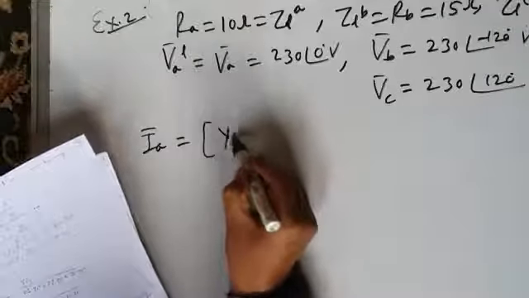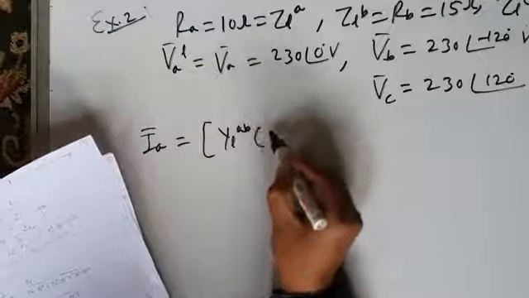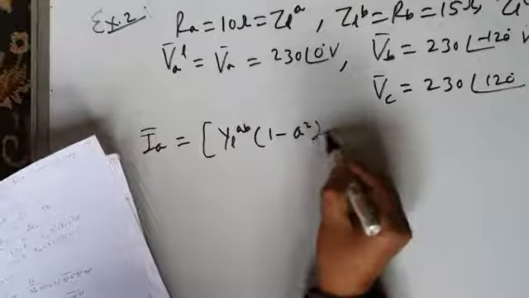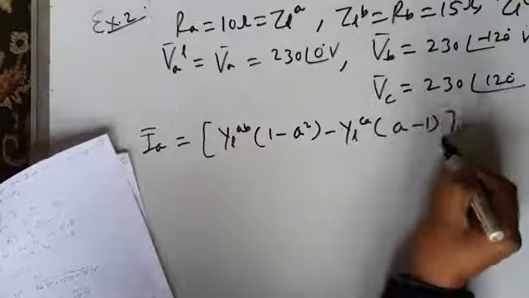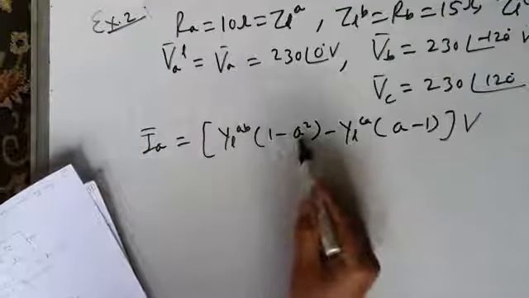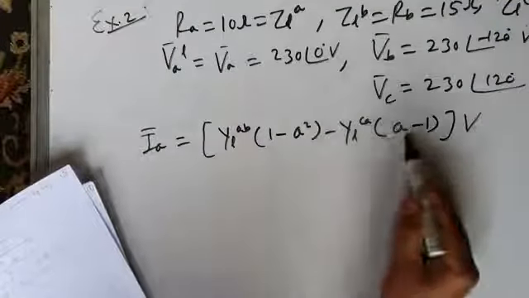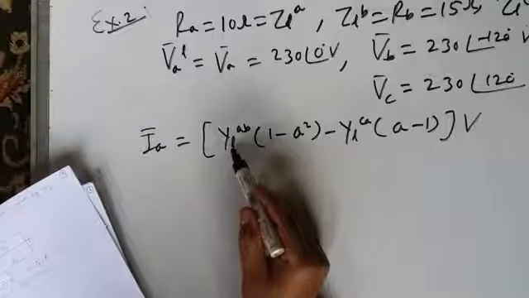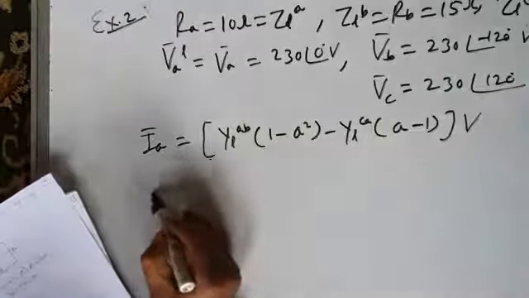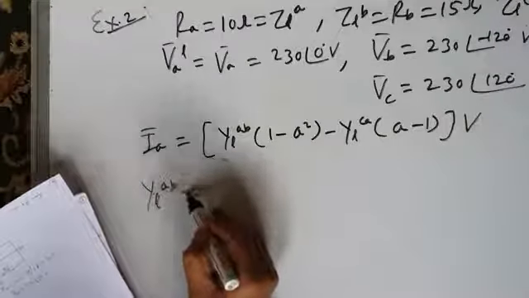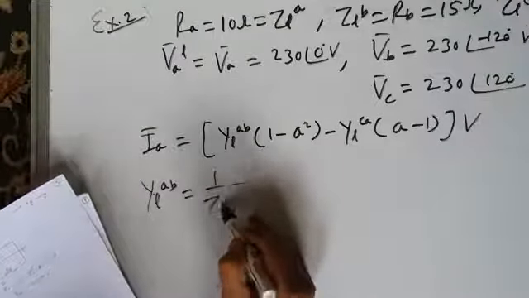It is YLAB, which we wrote a little while ago: YL AB times (1 minus A square) minus YL CA into (A minus 1) times V. You know A, but you don't know these admittances. For example, to find YLAB, you use YLAB is 1 by ZLAB.